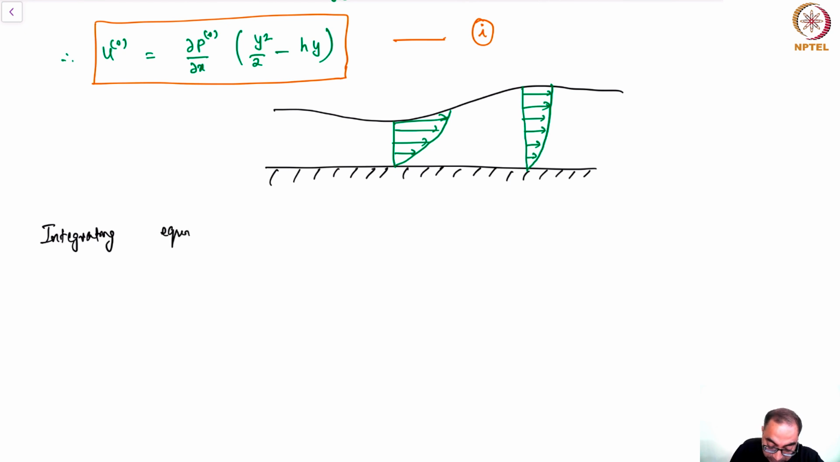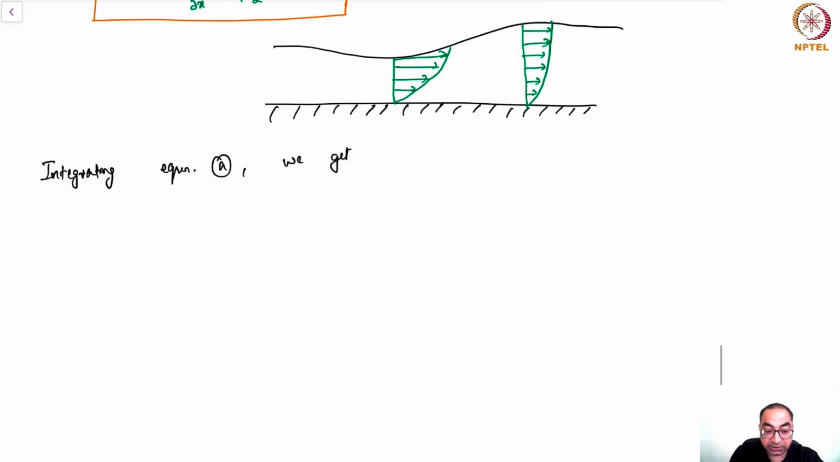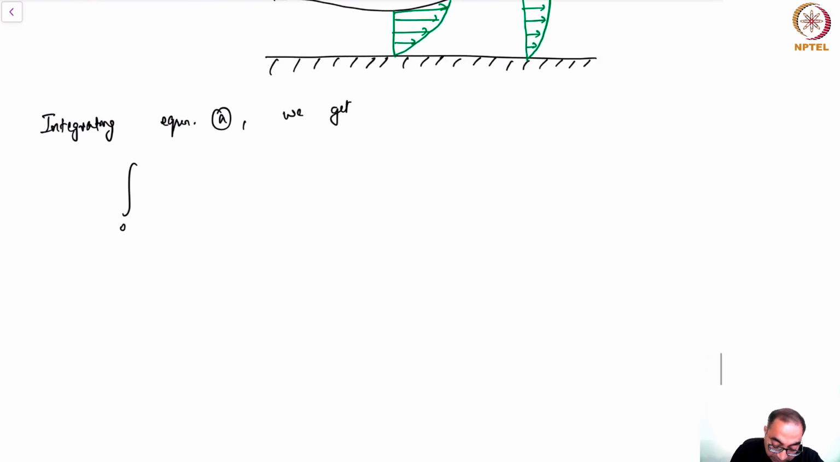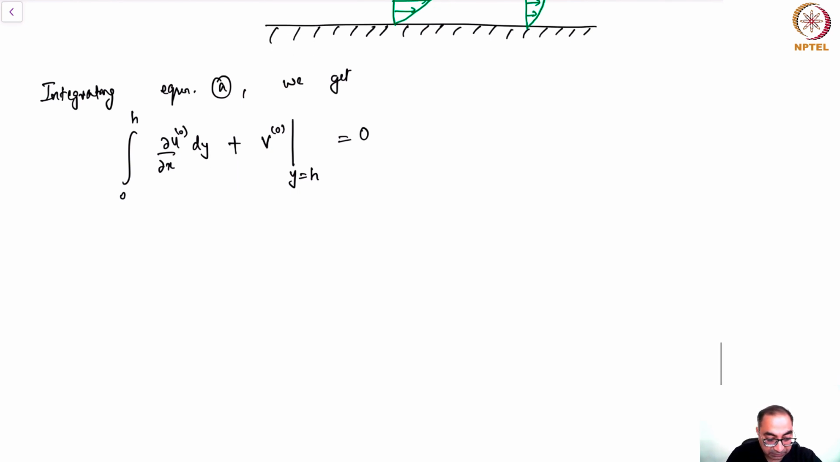Integrating equation A, that's the continuity equation, I'm going to integrate from 0 to h. I have ∂/∂x of u0 dy. The second term essentially simply becomes v0. But since I have the no penetration condition at the bottom, this simply reduces to v at y equals h is equal to 0. Therefore, I get an expression for velocity at the interface in terms of an integral over the variation of u with respect to x.